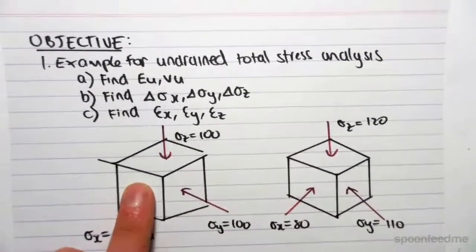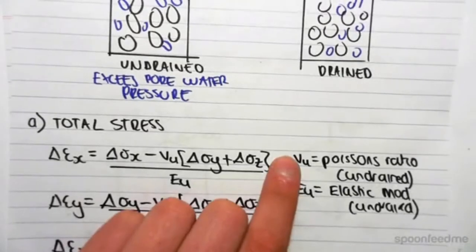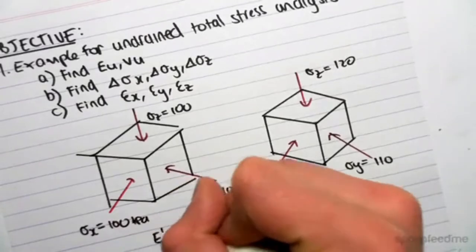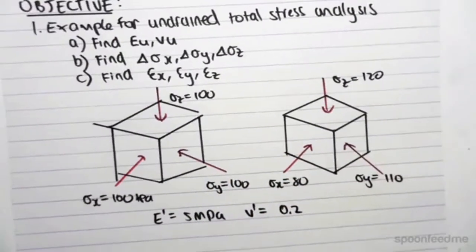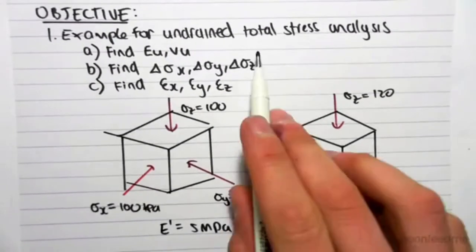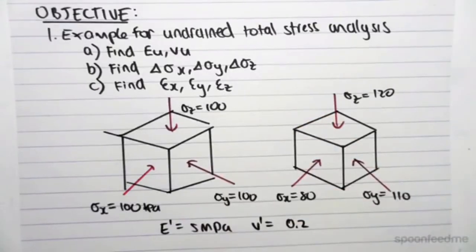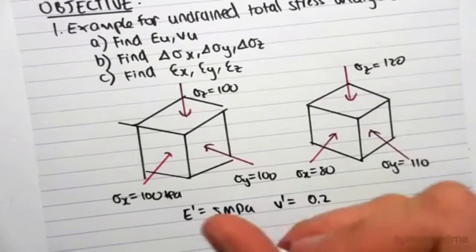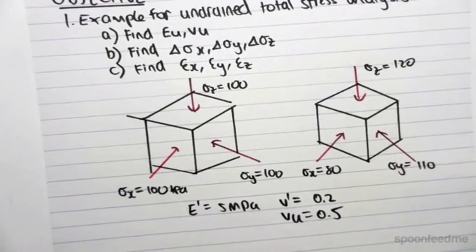Now the first thing we need to do for our undrained case, and because we're doing a total stress analysis, we know for a total stress analysis we need to use VU and EU. So now say we're given though E dash equals 5 MPa and V dash equals 0.2. We can't use these values for a total stress analysis. We could use it for an effective stress analysis, but not for a total stress analysis. So the first thing we need to do is find the right values. We know that VU is always 0.5, so that's fine, but we now need to find EU.